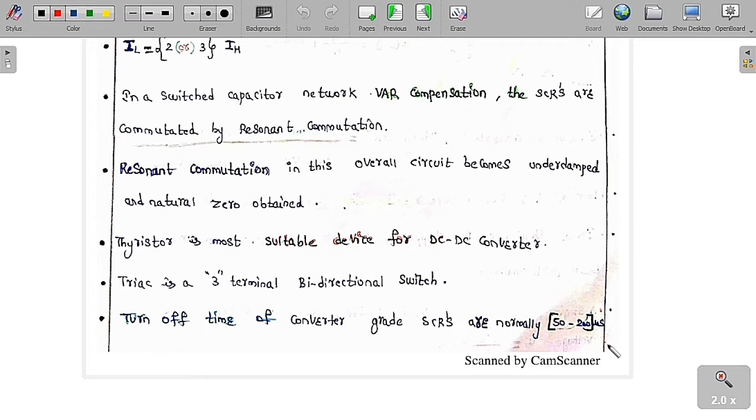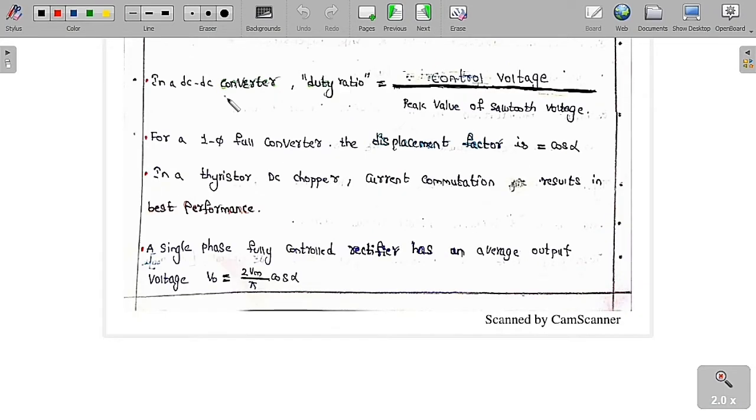So it takes more time, just 50 to 200 microseconds. Whereas the turnoff time of inverter grade ACR is very, very low, because there we are going to use the force commutation, so it is lesser than 50 microseconds.